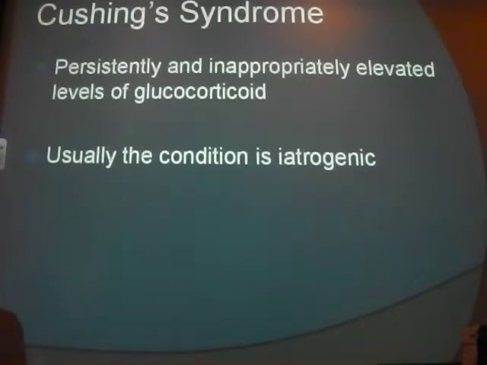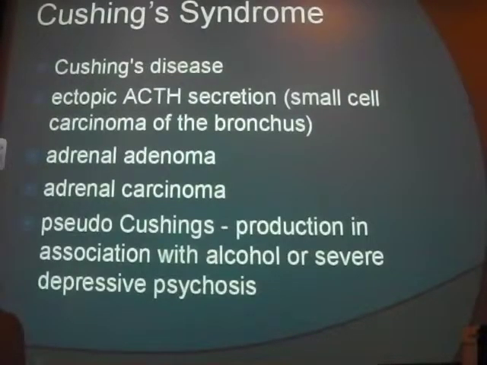Cushing's is a persistently and inappropriately elevated level of glucocorticoid, usually iatrogenic. Can you think of any other causes of Cushing's? Tumor. Lung cancer. What kind of lung cancer? Small cell. Good. Okay, so a few here. Cushing's disease. What's Cushing's disease? Ectopic ACTH secretion. So generally, small cell carcinoma of the bronchus can be at fault. Adrenal adenoma or carcinoma, and there's pseudo-Cushing's as well, which is in association with alcohol or a severe depressive psychosis.